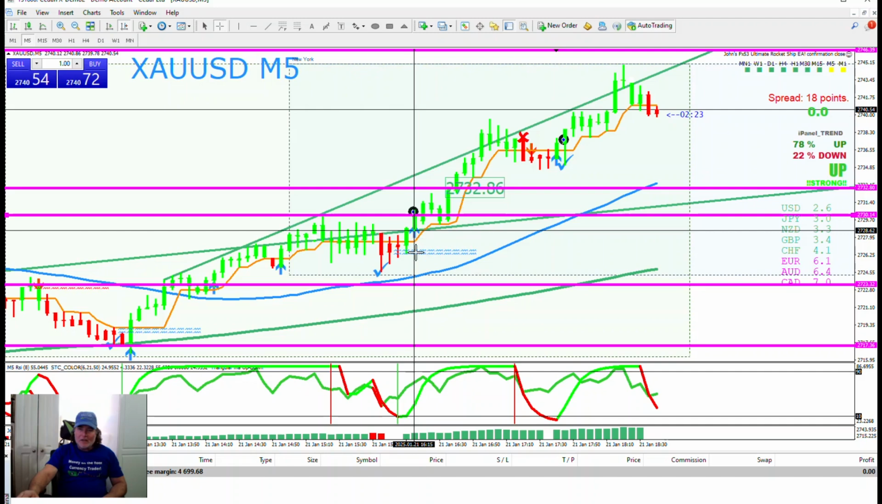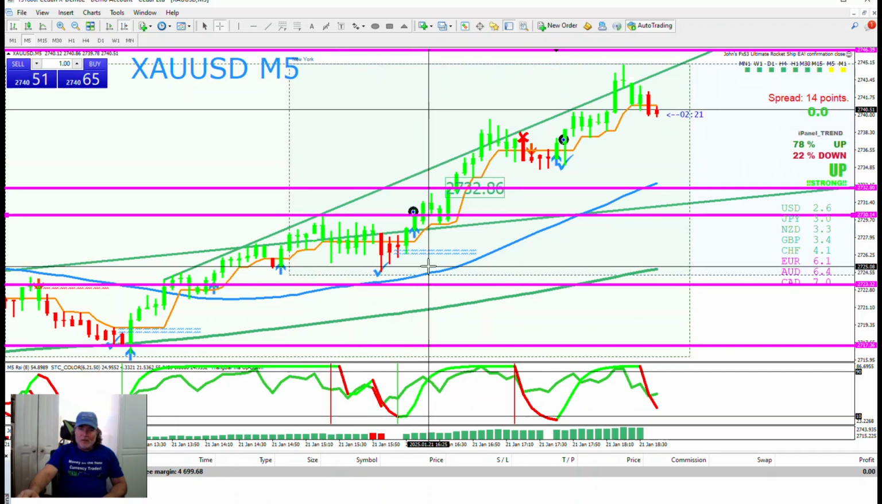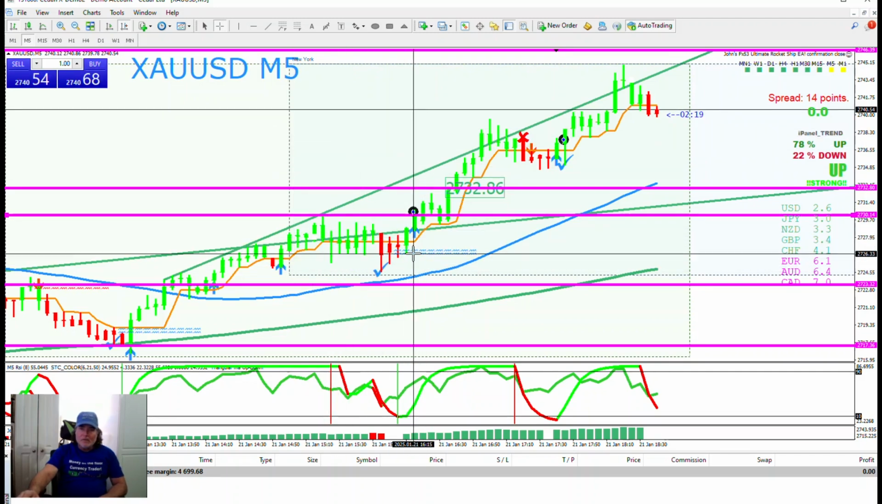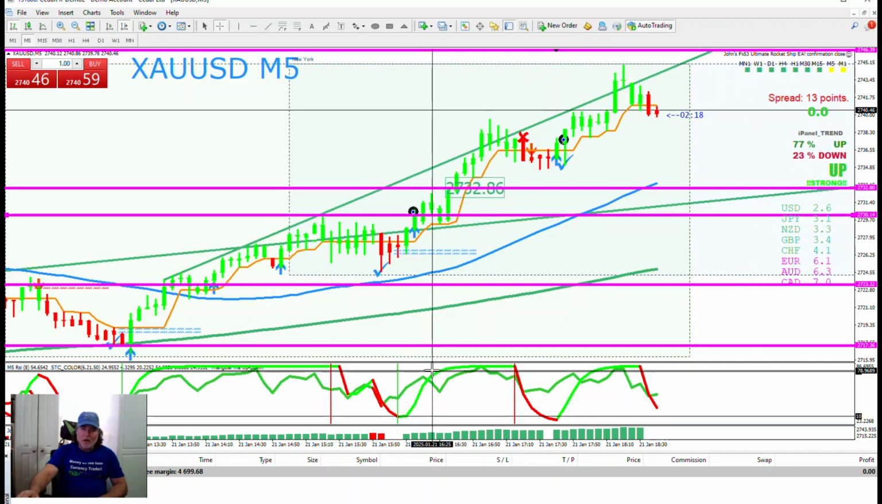We're above the half trend. We're at the first trade that we got in New York. We have support at the bottom. Everything is green. There's no reason not to.